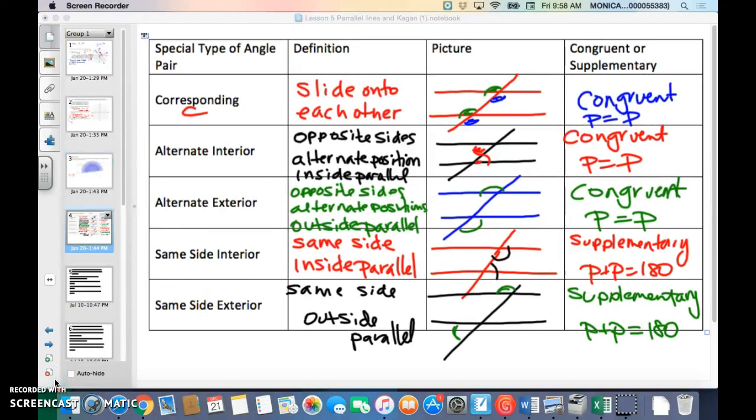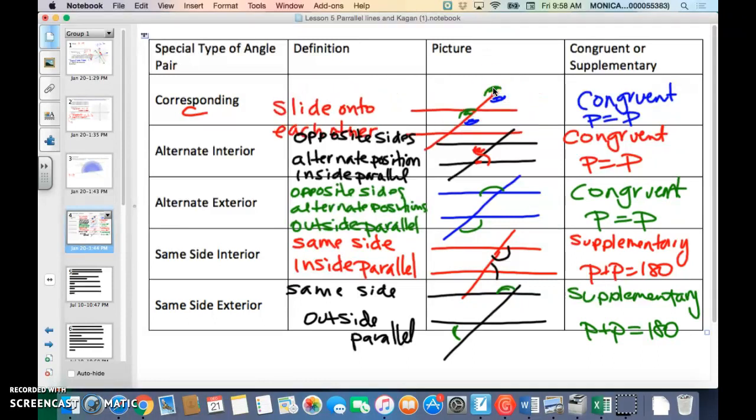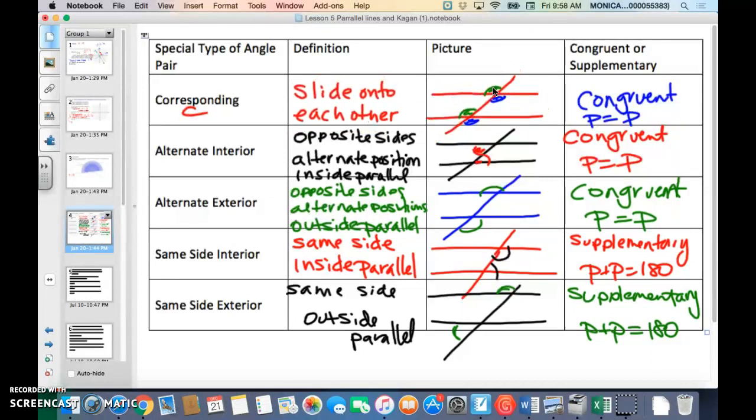Here are your vocabulary words. You're going to want to pause the video and copy these down, but first, listen to me explain them. Corresponding: basically you can take one of the angles, like this angle right here, and it slides onto the other one, and then the two angles are congruent. So the two green angles are congruent, the two blue angles are congruent. Obviously, this angle and this angle also slide onto each other, and so on and so forth.